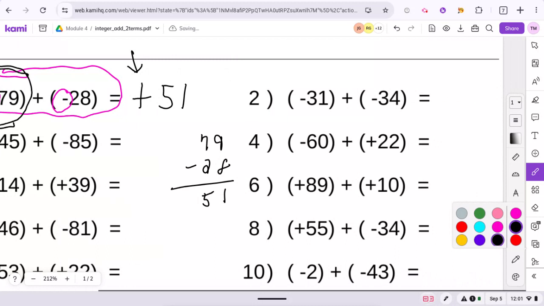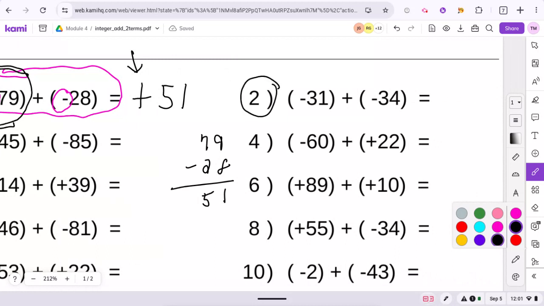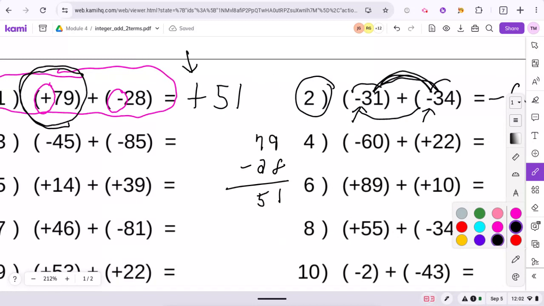Now, if they're both negative, like for number 2, if the signs are the same, find the sum of the two numbers. Now, they're both negative, so your answer will also be negative. Then you would just add these two numbers together, 34 and 31. You would get 65. So if they're the same, add them together. If they're opposites, you subtract.